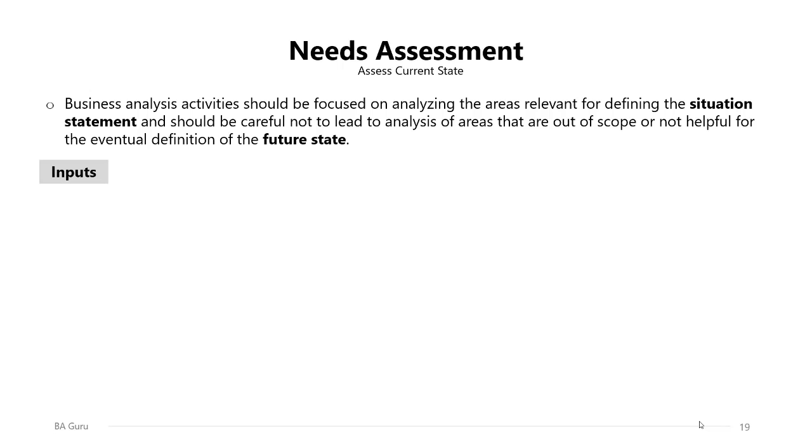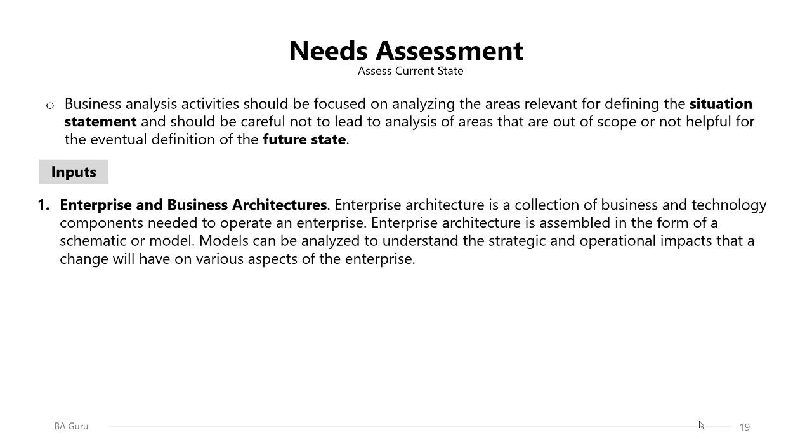Now, what are the inputs we will be using in this process? Starting with the enterprise and business architectures. Enterprise architecture is a collection of business and technology components needed to operate an enterprise. Enterprise architecture is assembled in the form of a schematic or model.